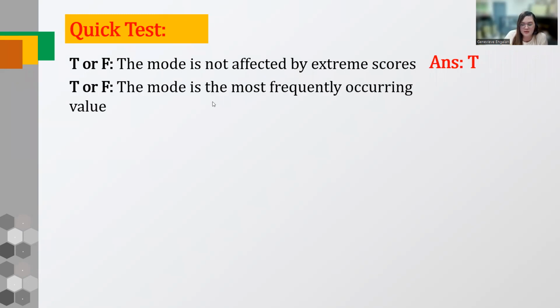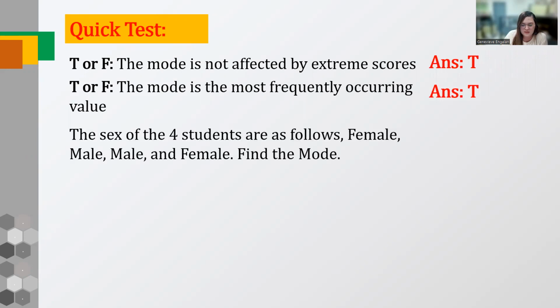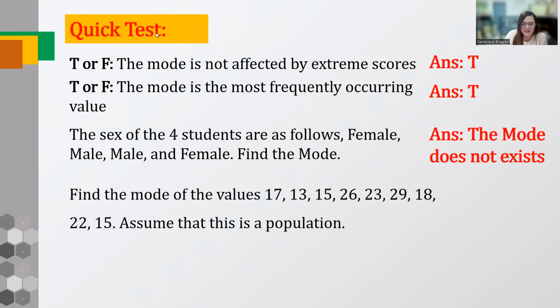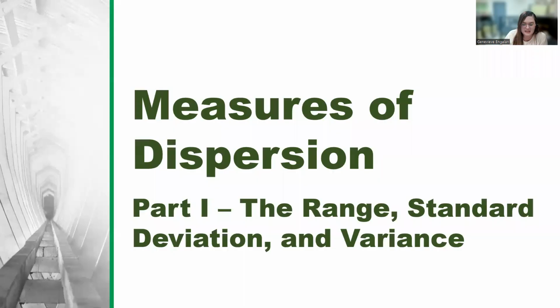The mode is the most frequently occurring value, true or false? True. Can we get a mode for the sex data? No, because they have the same frequency. Two female, two male. The mode does not exist. And here, the mode is the most frequent, 15. Okay, so that's it, class.